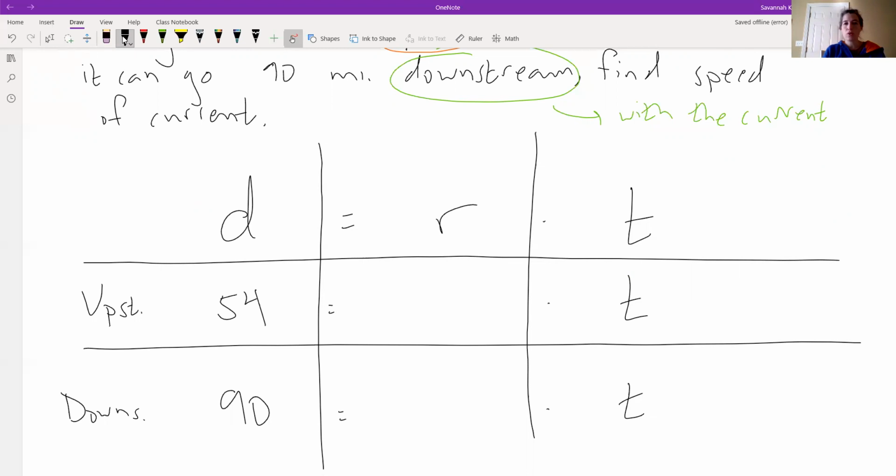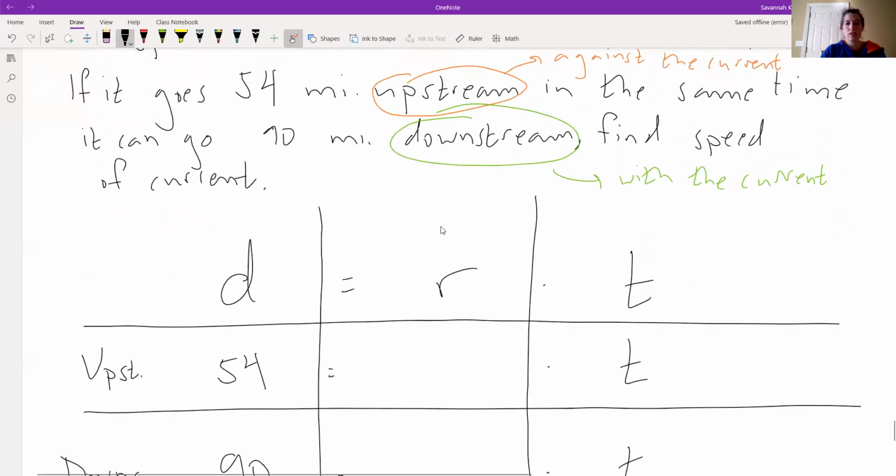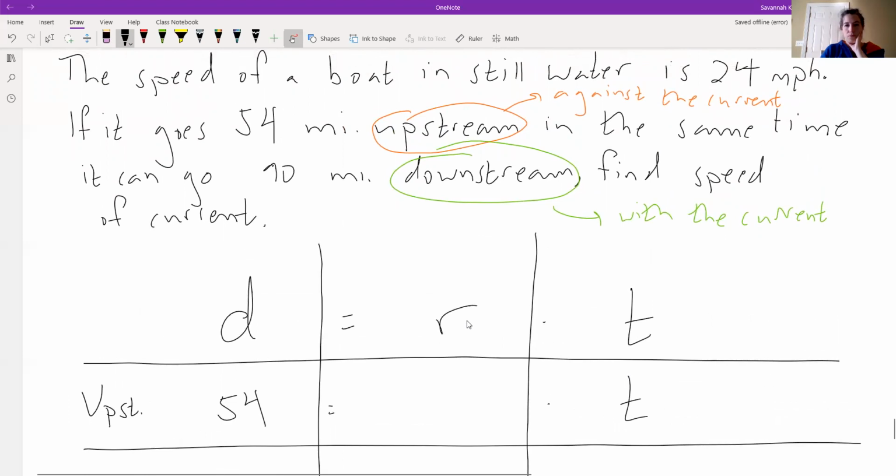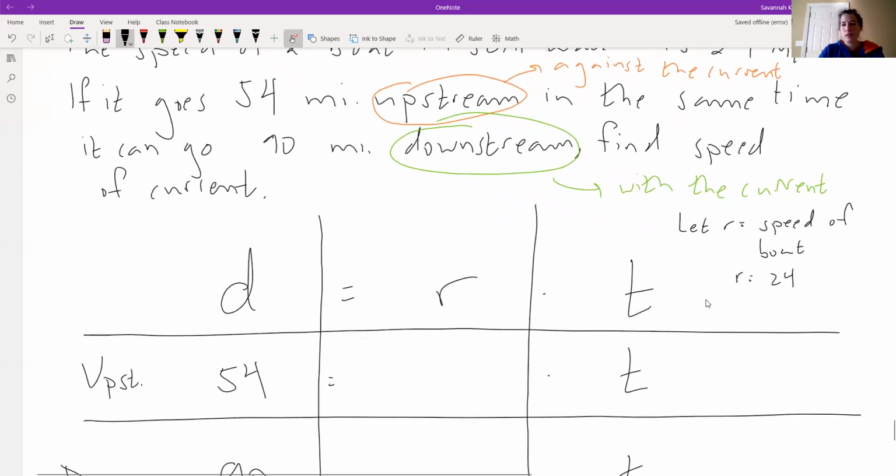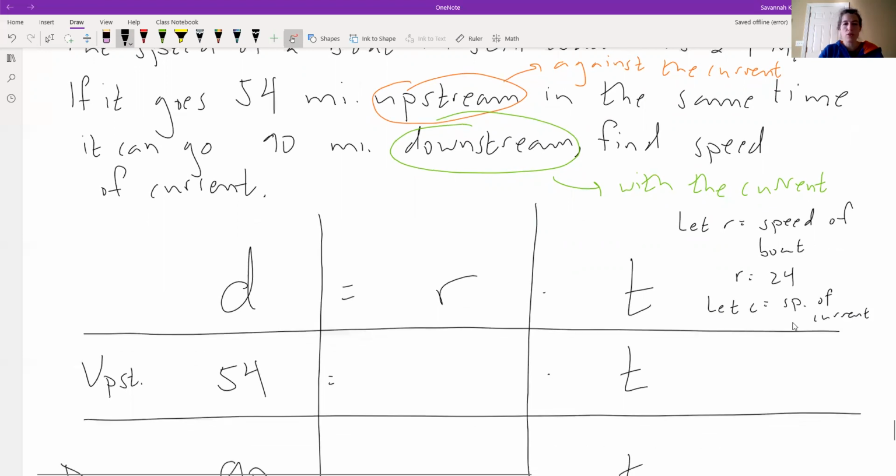Now, in the current problems, I tend to let R equal just the rate of the boat, or speed of boat. And so we know that that is 24. And I let C be the speed of the current. Okay, so here's how this is going to work.